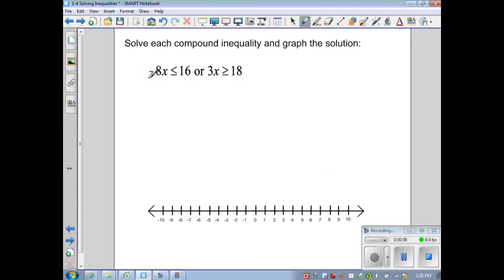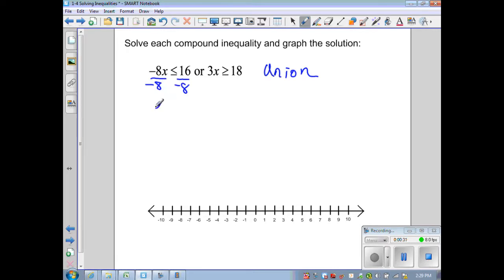Our next example, negative 8x is less than or equal to 16, or 3x is greater than or equal to 18. The "or" represents a union. Therefore, when I graph, I want values of x that make the left inequality true and the right inequality true, whether they actually are shared or not. So again, let's begin by solving each inequality. On the left, I'm going to divide by negative 8.